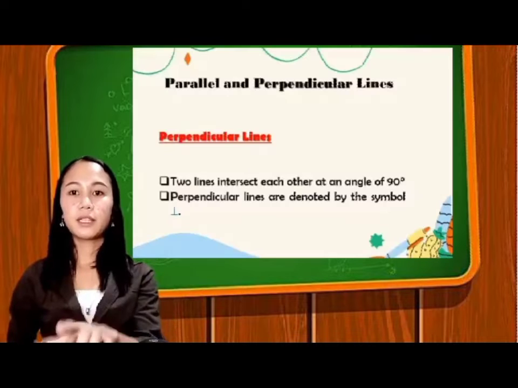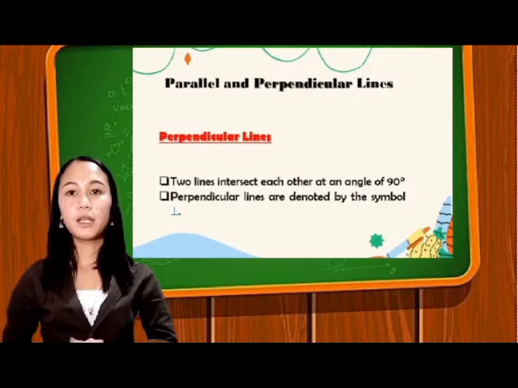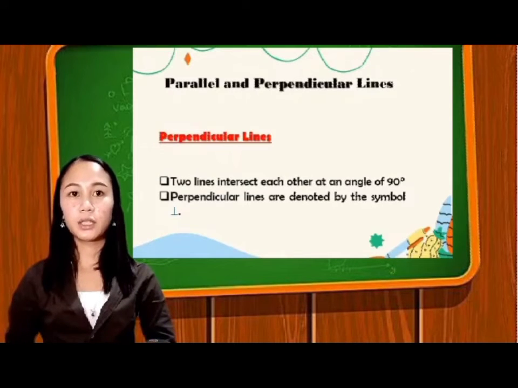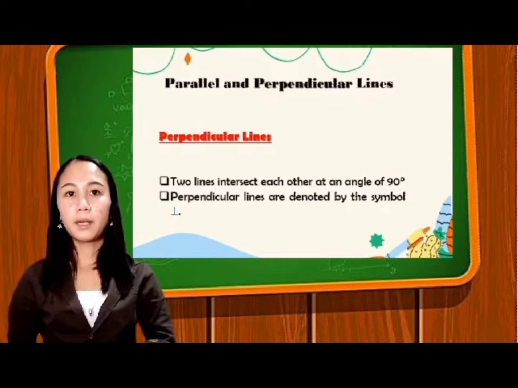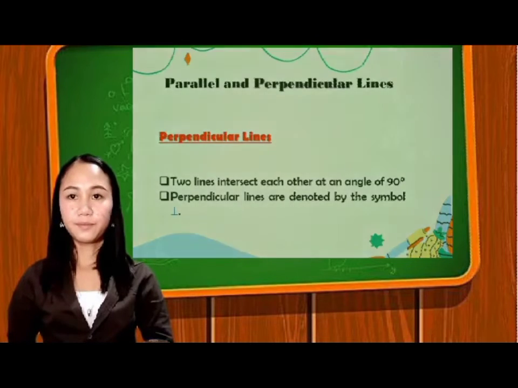Next is the characteristics of perpendicular lines. Perpendicular lines are two lines that intersect each other at an angle of 90 degrees. And the perpendicular lines are denoted by the symbol shown below.